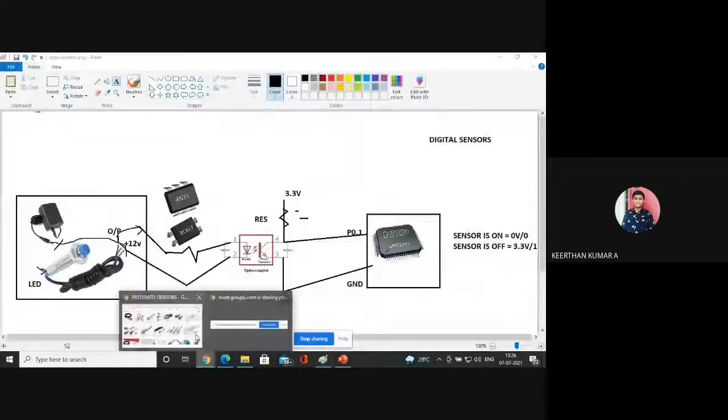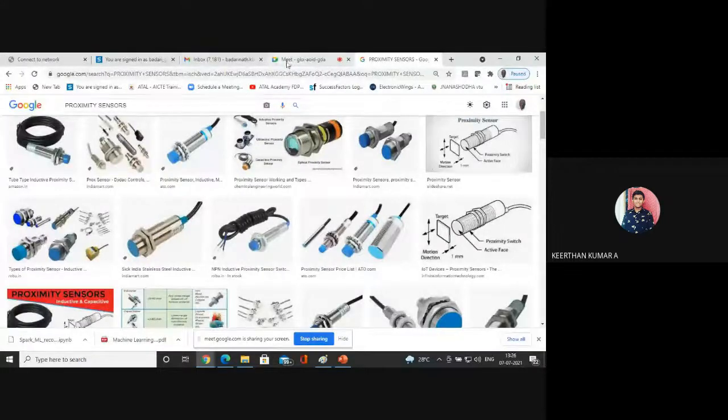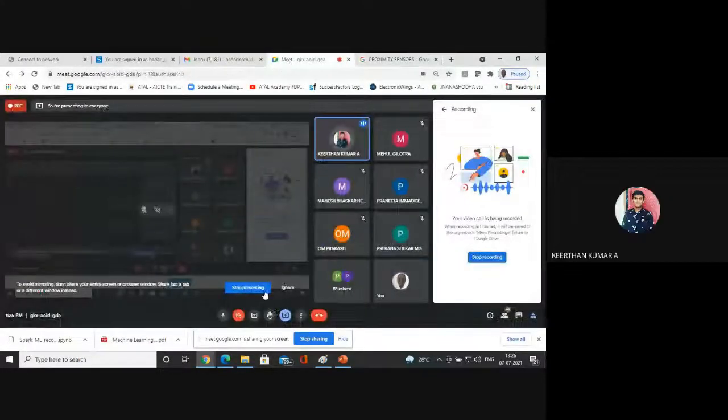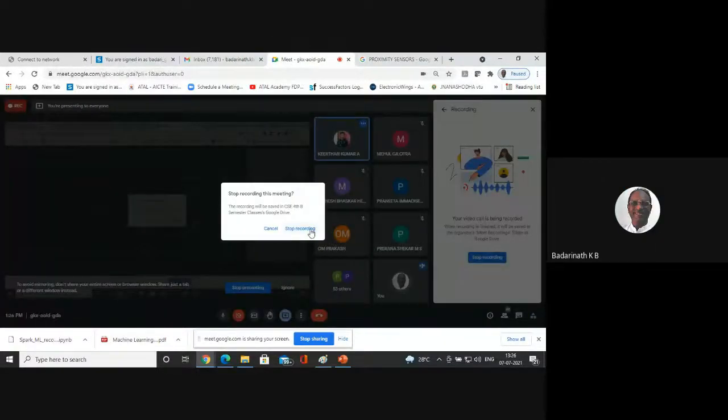Sir, suppose it's not industrial scale. Then can we use voltage dividers instead of an opto isolator? No, that way you cannot achieve isolation.